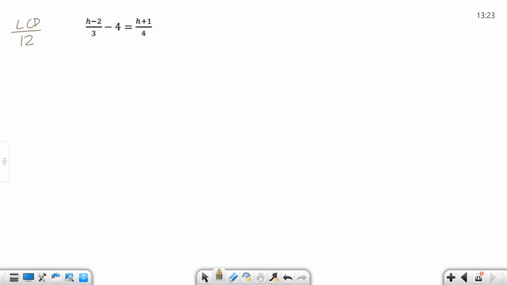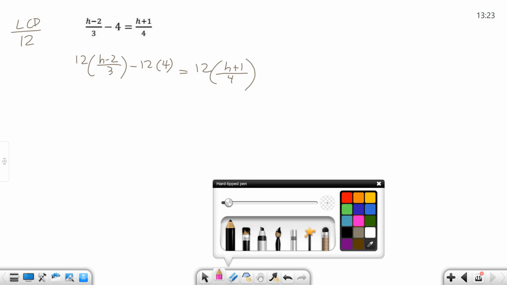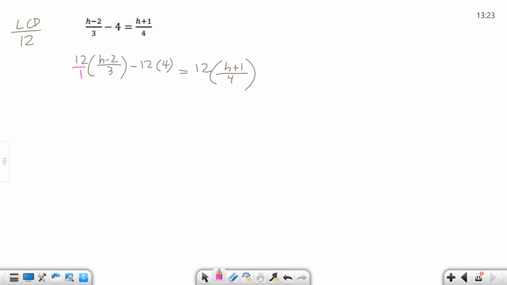So then my LCD is 12, and you look at this, you go, okay, 12 times h minus 2 over 3 minus, don't forget the 12 times the 4, equals 12 times this side, h plus 1 over 4. So for this first one, 12 is over 1. 12 over 3 becomes what? 4, and that becomes a 1. The whole point is to make that 1 in the denominator.